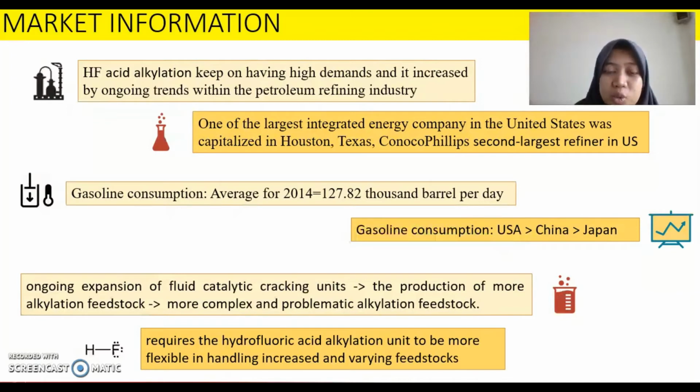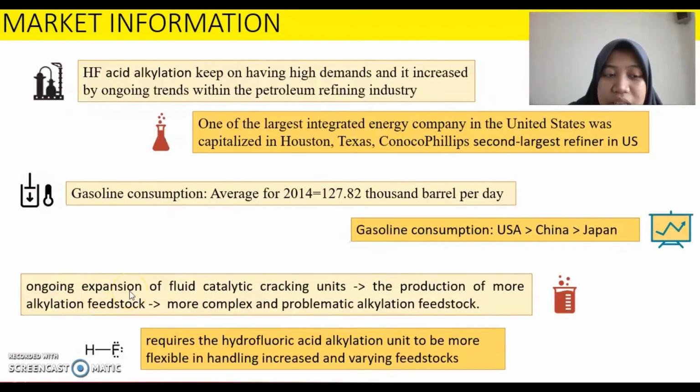Based on the 2014 data, the gasoline consumption is 1 to 7.82 thousand barrels per day, and the highest one is from the USA, followed by China and Japan.